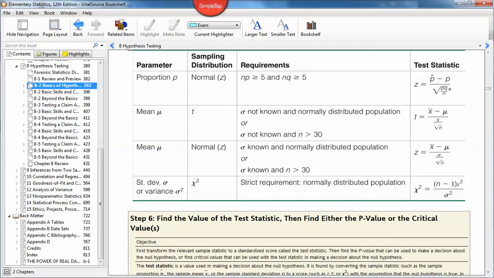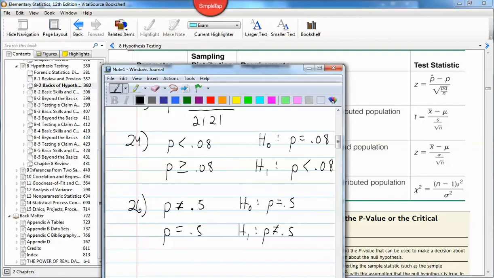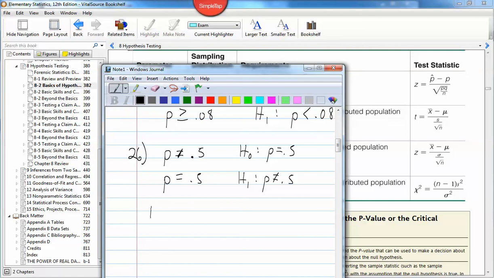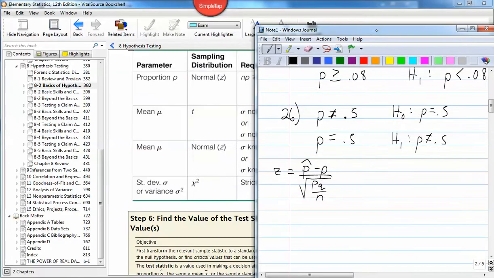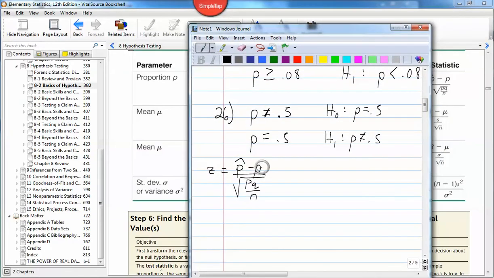So p hat minus p over the square root of pq over n. So our test statistic, square root of pq over n. All right. So remember, p hat is the sample. P is the population proportion. That's the sample proportion. Okay.